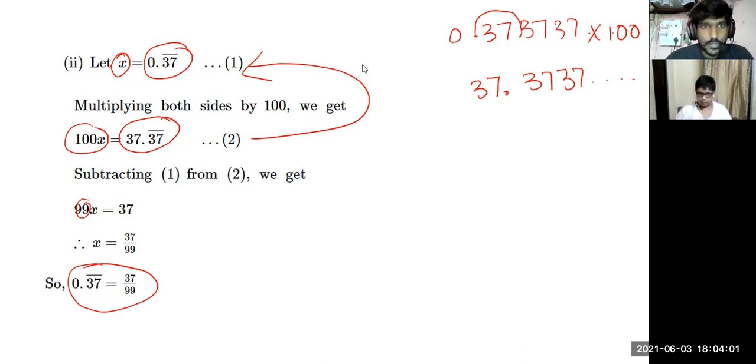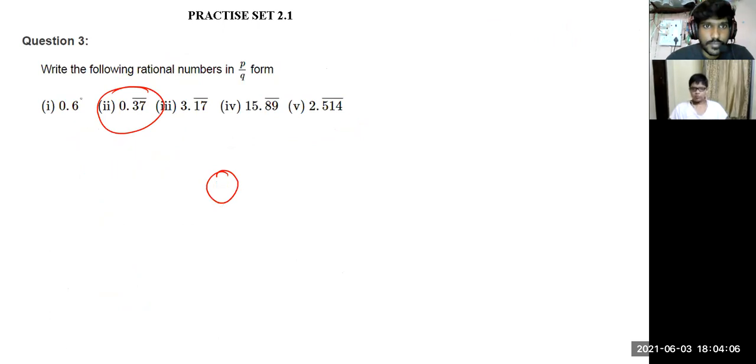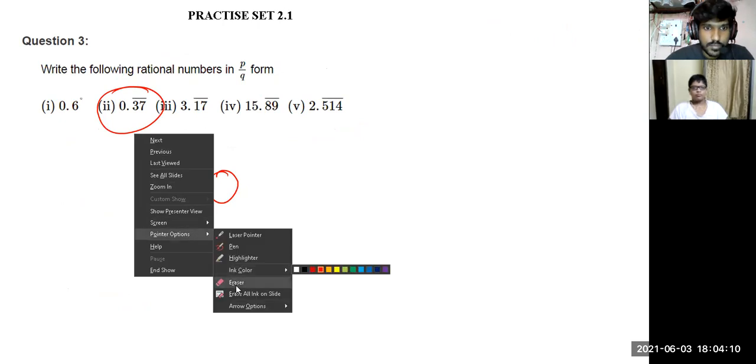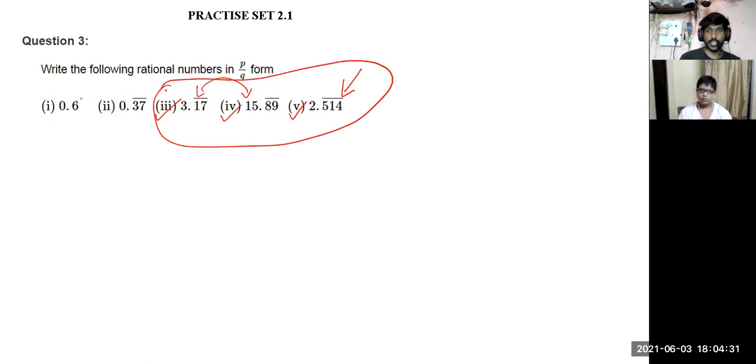And your homework would be questions 3, 4, and 5. These both are the same, so you'll multiply by 100. For this, we'll multiply by 1000 on both sides. So you try this. We'll discuss this in our next class, tomorrow's class. Okay, write down the question.